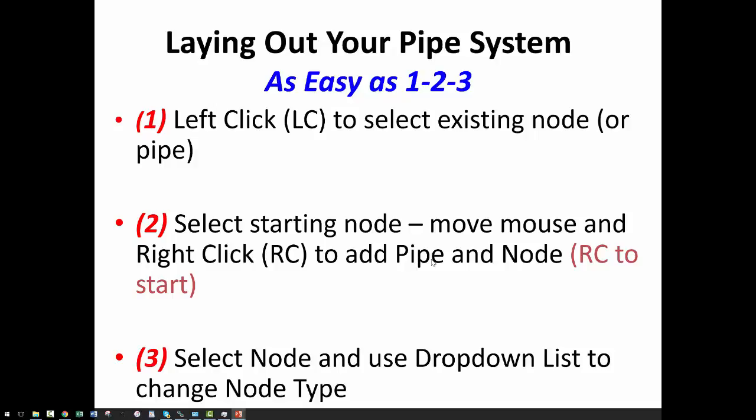Now, as I led you through on a previous presentation, the steps in the Pipe 2000 GUI for laying out a pipe system are extremely simple. We have basically three steps. The left click where you select a node, the right click where you can add a pipe section in a node, and selecting the type of node from a drop-down list.